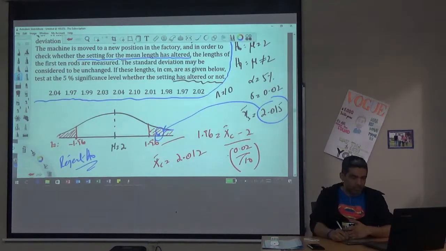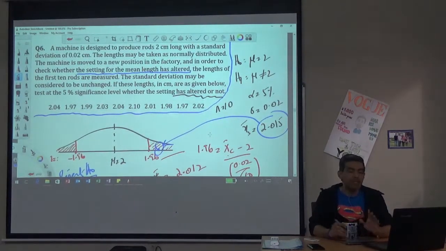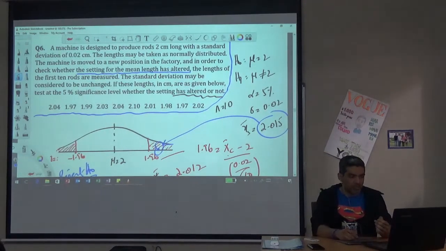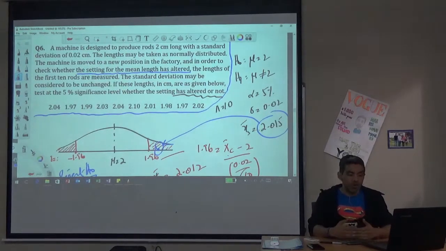What you did was you took 10 rods. The mean was always known to be 2 centimeters. You felt by the new position of the factory that the mean length has changed. Yes, it has altered, right? So you took upon yourself to take a sample of 10 rods. You measured the length of the sample of 10 rods and you found the mean length to come out to be 2.015.